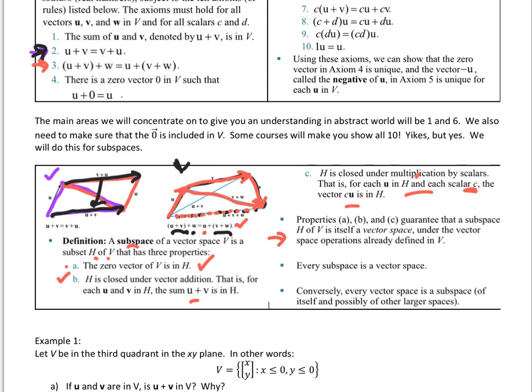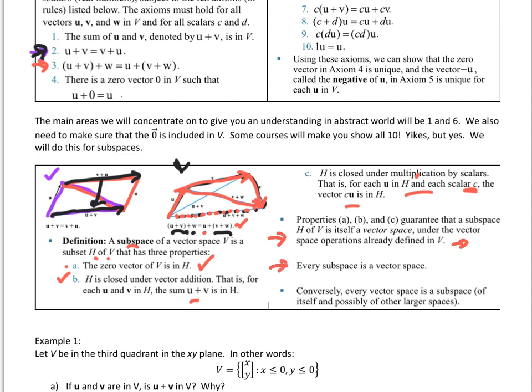So some other things here. Properties A, B, and C guarantee that a subspace H of V is itself a vector space under the vector space operations already defined in V. What this means is that we might say vector space, we might say subspace interchangeably. A subspace is a vector space.